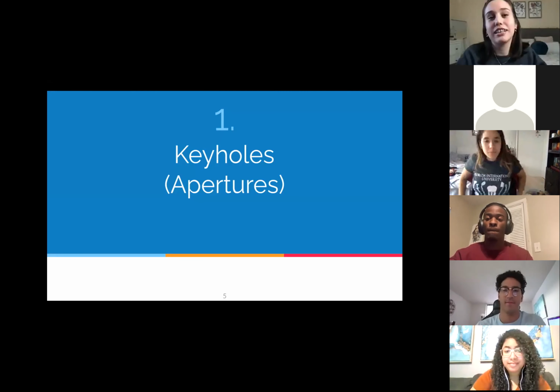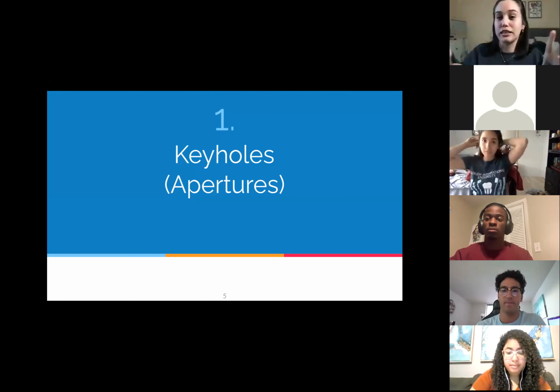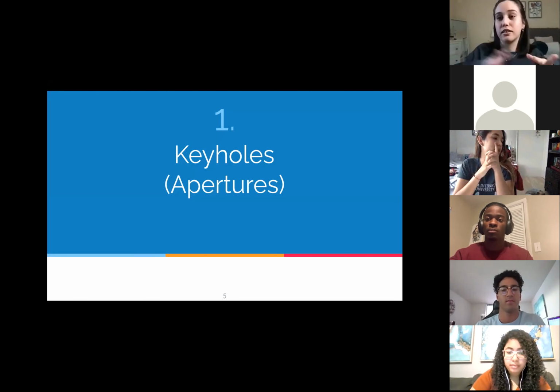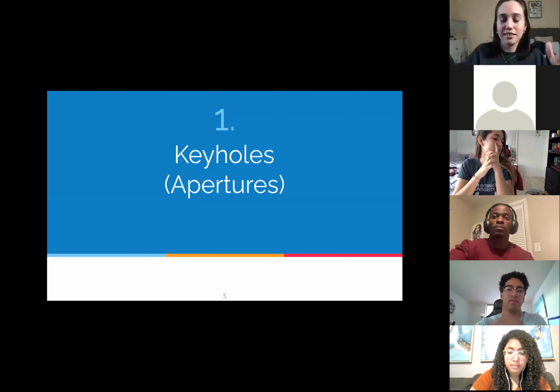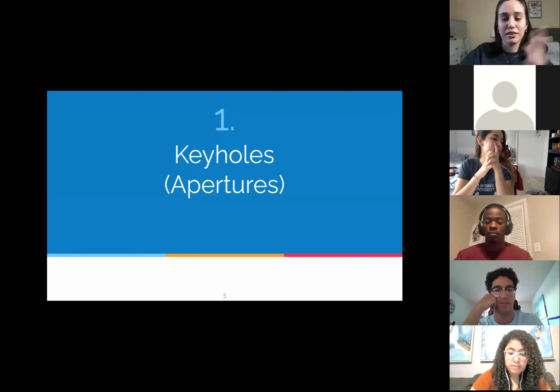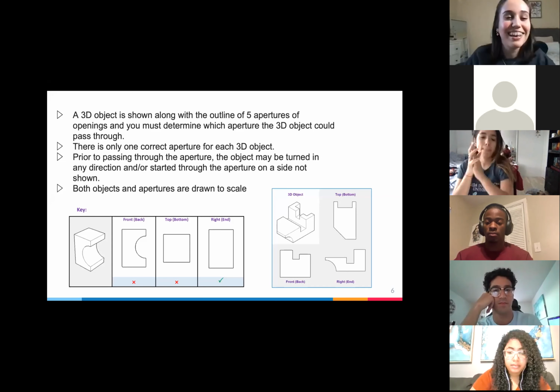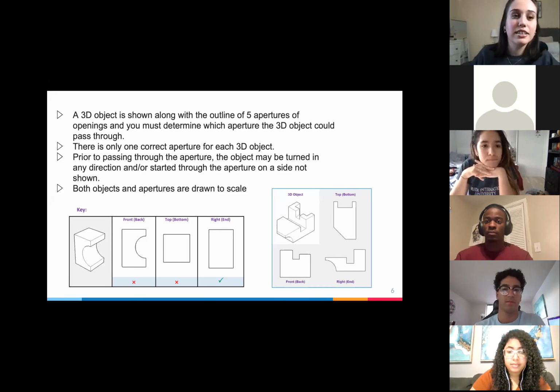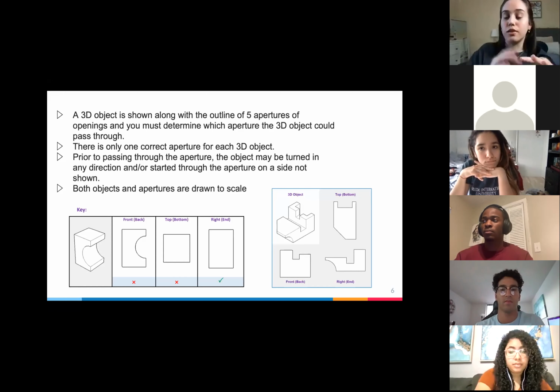All right, so we're gonna get started. We're gonna go in the order that you would see the sections appear in your actual PAT. Like I said, there's 6 subtests. The first one is keyholes or apertures, however you pronounce the word. Everybody calls it keyholes. This section consists of a 3D object that's presented to you, and then you have different options that you have to choose from.